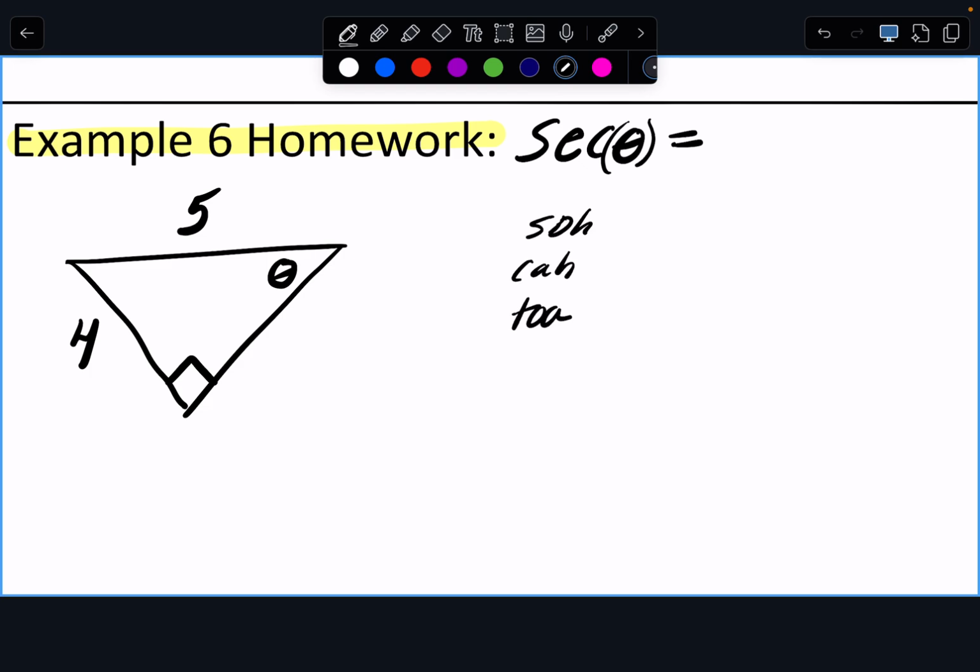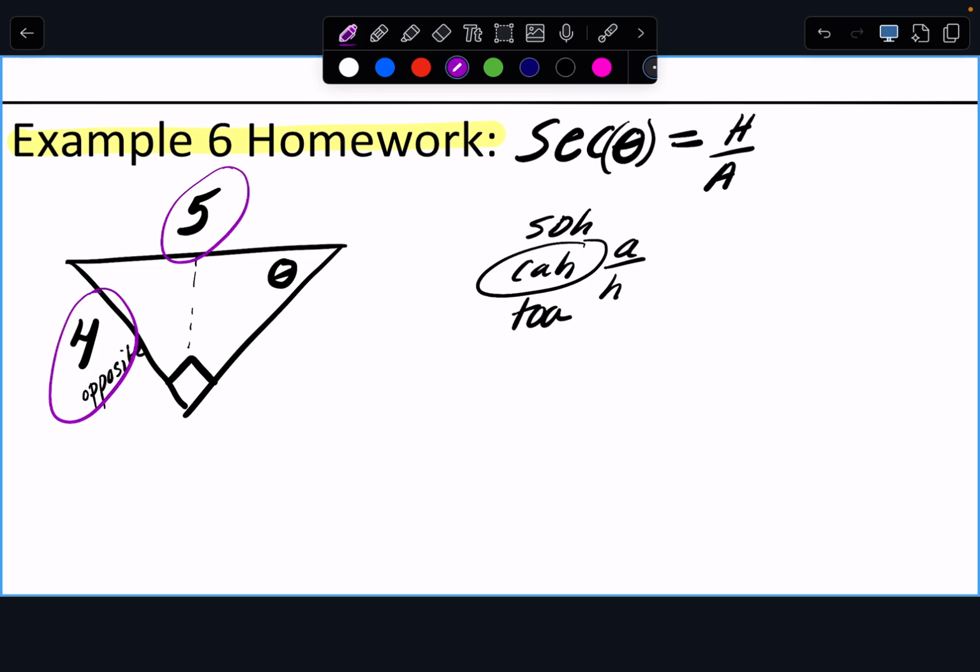SOHCAHTOA. Once again, it's the reciprocal of cosine. Normally it's adjacent over hypotenuse, so we need to do hypotenuse over adjacent. Look, they gave us the hypotenuse. They gave us the opposite. Uh-oh, they didn't give us the adjacent. That doesn't mean we can't find it.